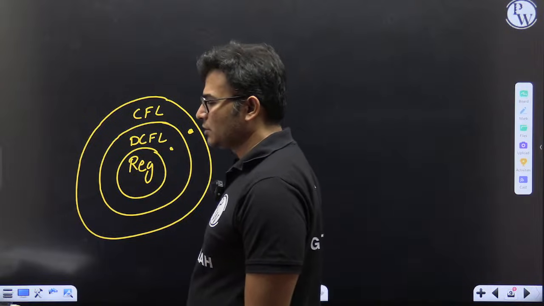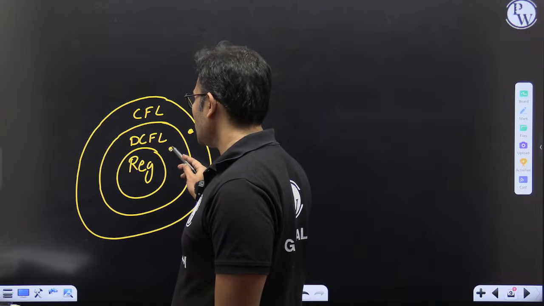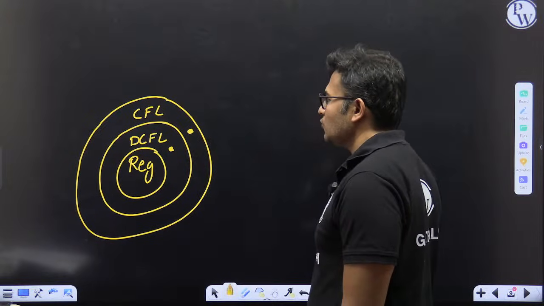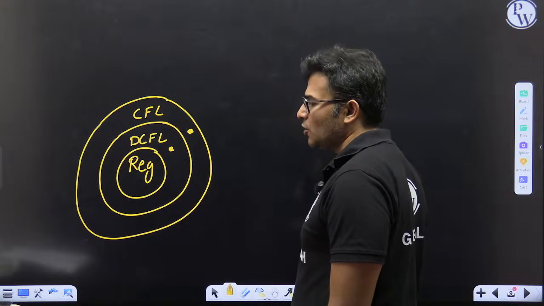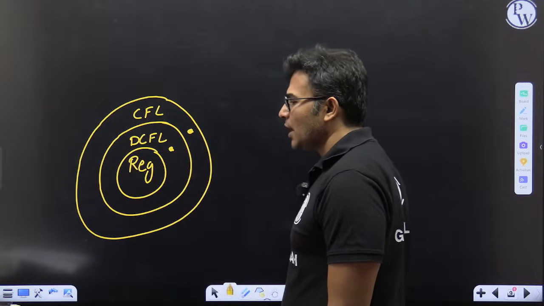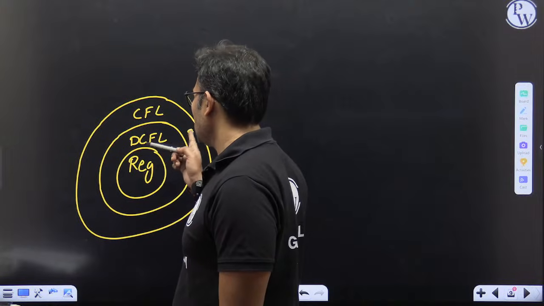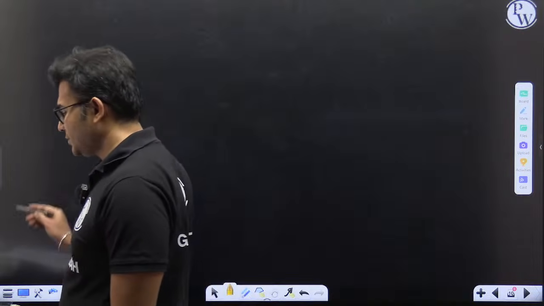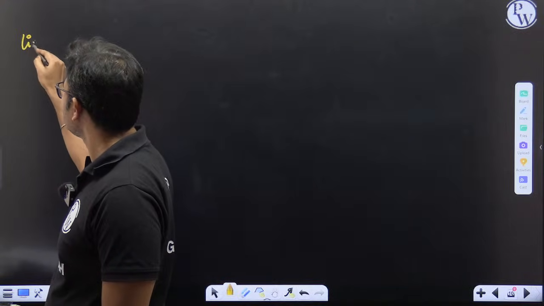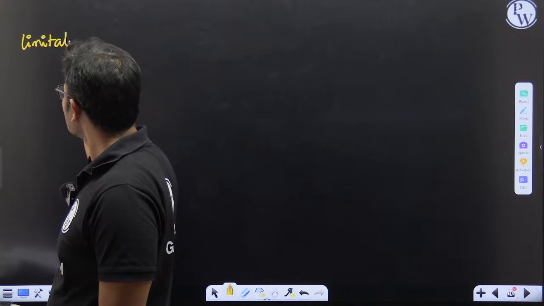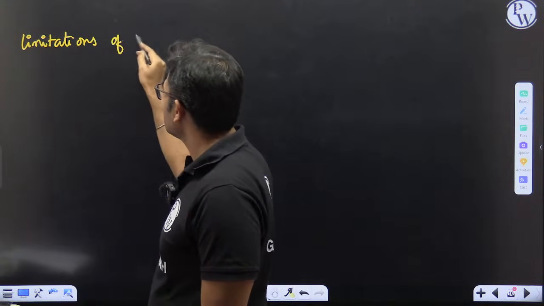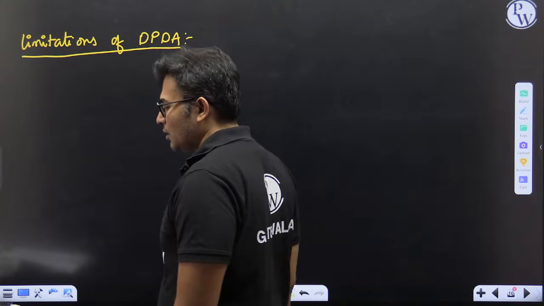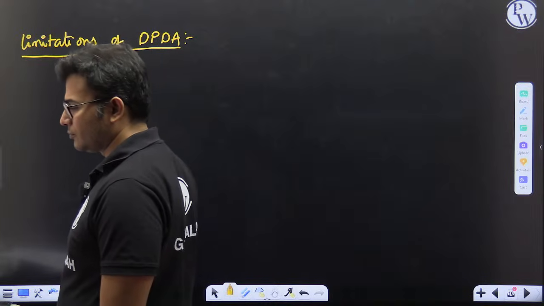Now they may ask you a question about whether the language falls here or here. For this, you should understand the limitations of deterministic pushdown automata. Then you'll understand why a language is a deterministic context-free language and why a language is a context-free language, right? Now, let us see the limitations of deterministic pushdown automata.